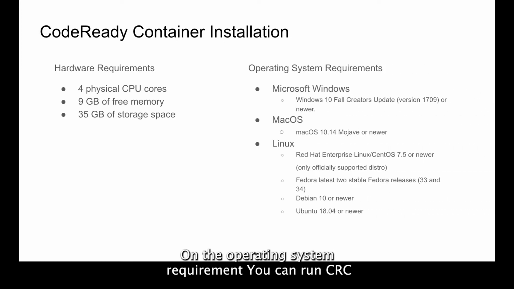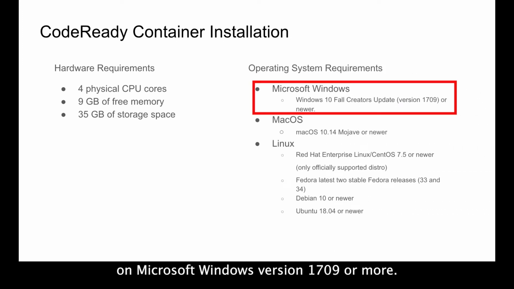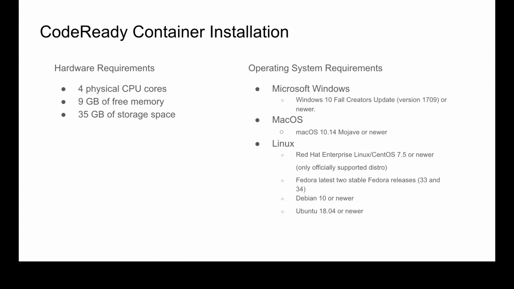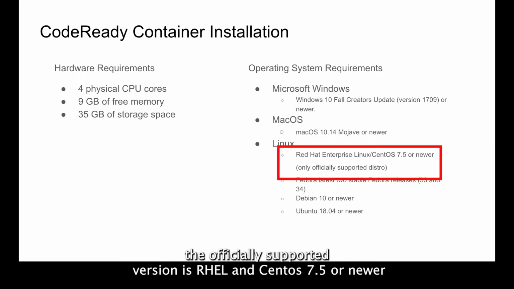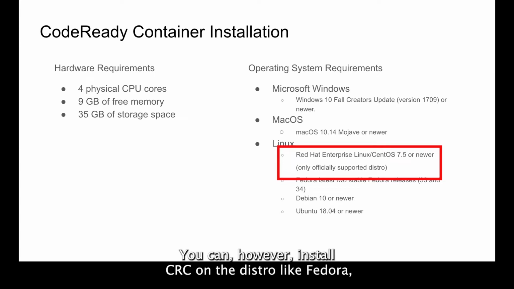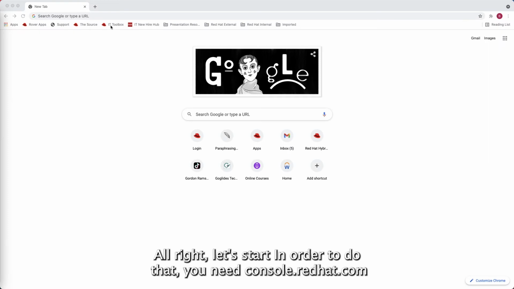On the operating system requirements, you can run CRC on Microsoft Windows version 1709 or newer. You can run CRC on macOS 10.14 or newer, and on Linux the officially supported versions are RHEL and CentOS 7.5 or newer. You can, however, install CRC on distros like Fedora, Debian, and Ubuntu with some additional manual work. Alright, let's start.